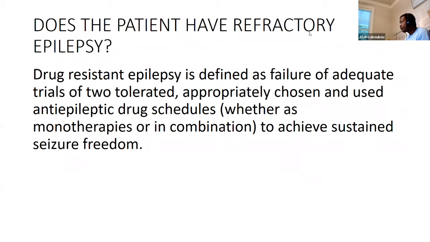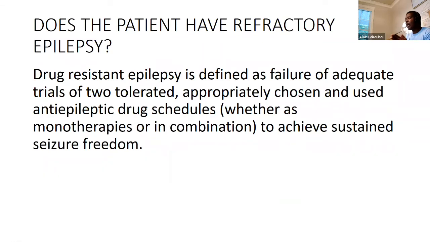There is a definition of refractory epilepsy that the ILAE, the International League Against Epilepsy, came up with. I would call it an operational definition of epilepsy. And someone actually said that we're trying to define the undefinable. All right, and you guys probably know what I'm heading to.